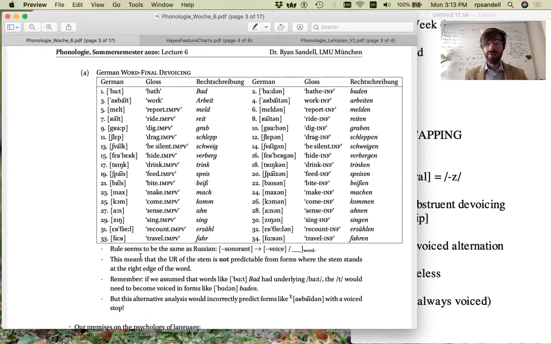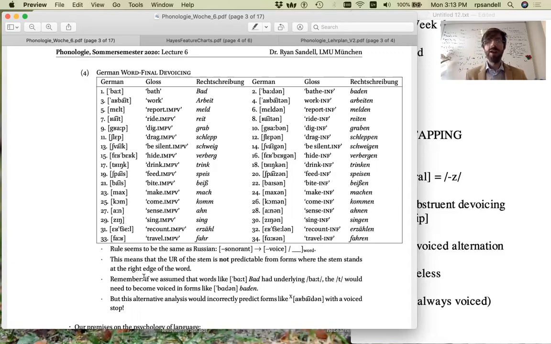And again, we can draw the same conclusion overall that we could draw in Russian. The underlying form of the stem is not predictable from forms when the stem itself in the left-hand column is at the right edge of the word.